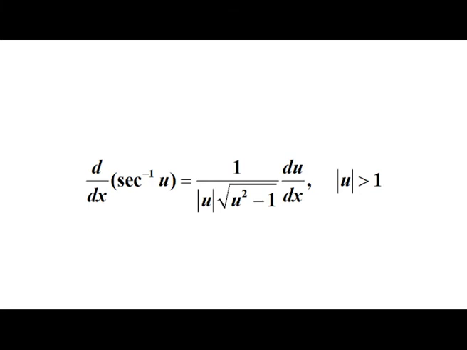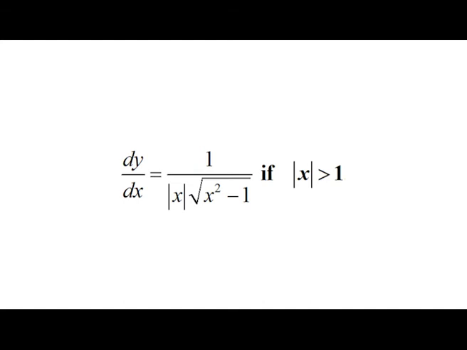Using the above formula, we find the derivative of y equal to cos inverse of 1 by x with respect to x as follows. Now, y equal to cos inverse of 1 by x implies cos of y equal to 1 by x, which implies sec y equal to x. That implies dy by dx equal to 1 by mod x into square root of x square minus 1, into y equal to sec inverse of x, if mod x is greater than 1.